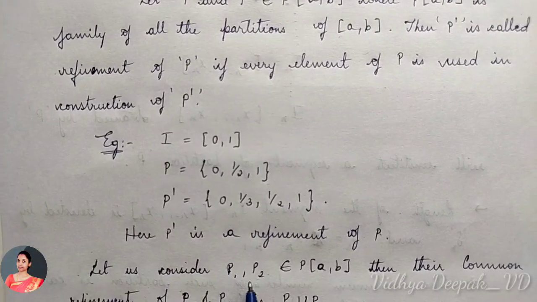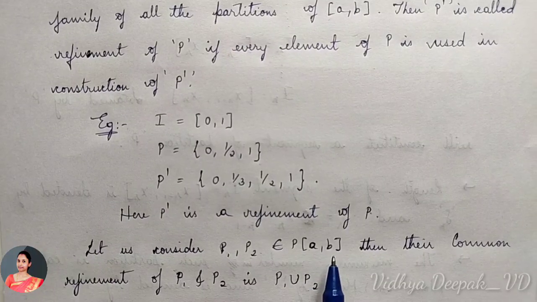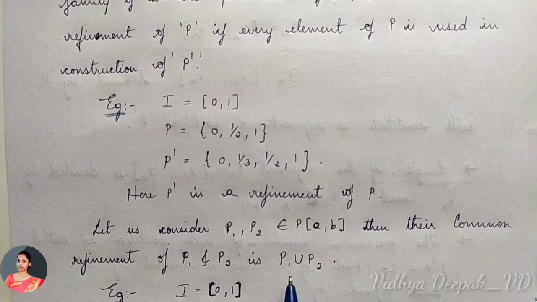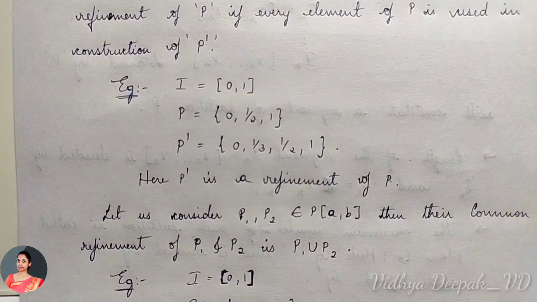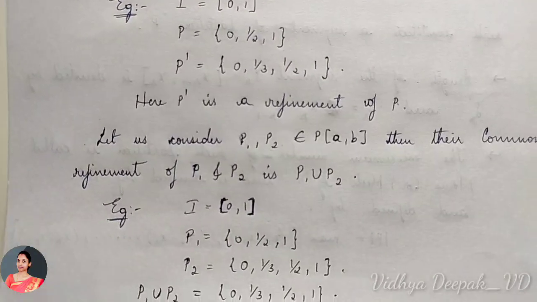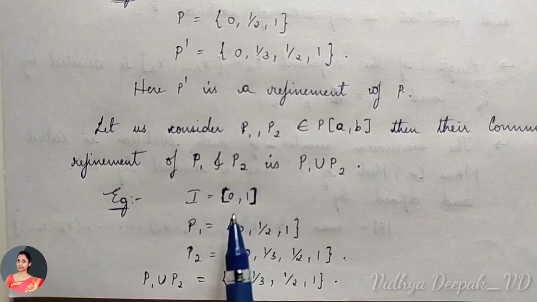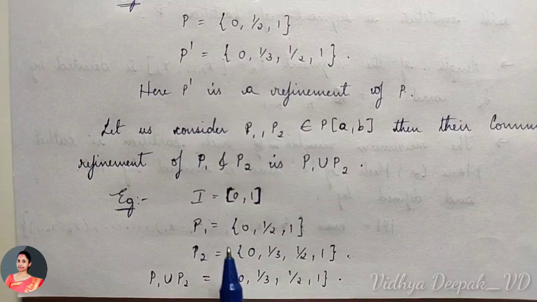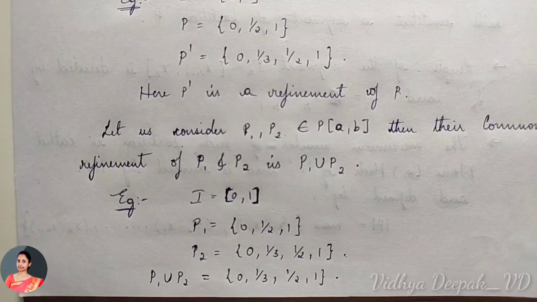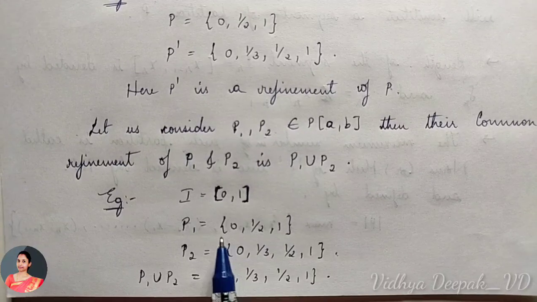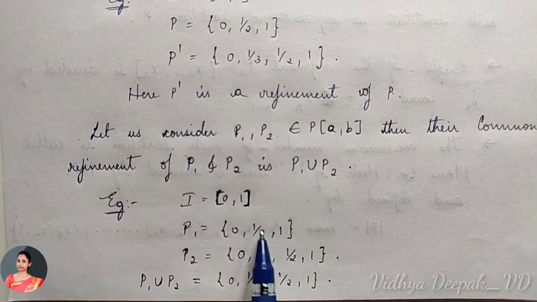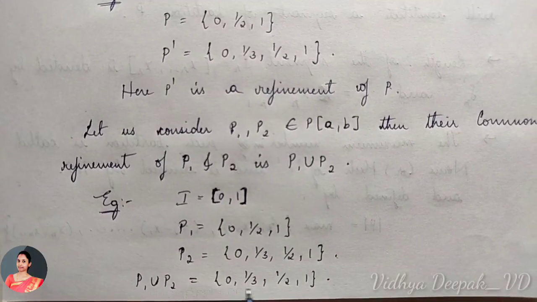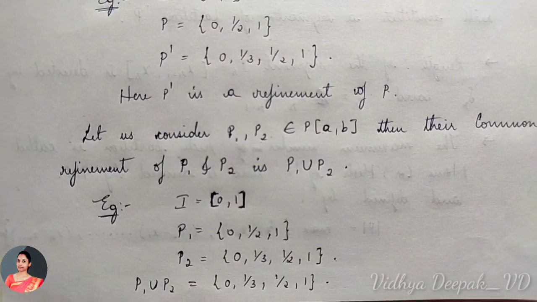So let us consider P1 and P2 belonging to P of [a, b]. Then their common refinement is denoted as P1 union P2. Example: we have an interval I which is the closed interval [0, 1], and we have P1 to be the partition 0, 1/2 and 1, and P2 to be 0, 1/3, 1/2 and 1. So what is P1 union P2? P1 union P2 is 0, 1/3, 1/2 and 1. So this is your common refinement.